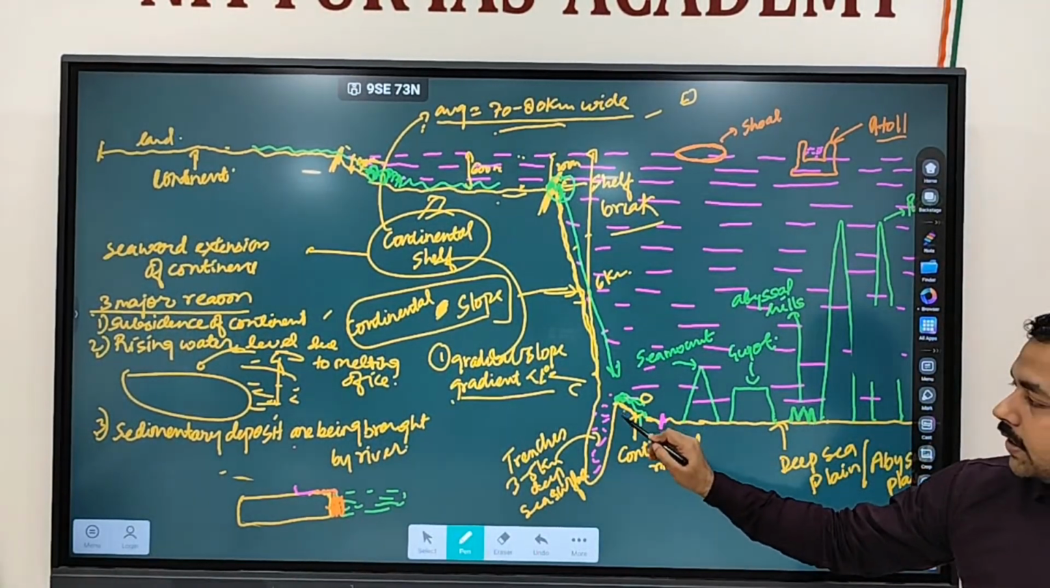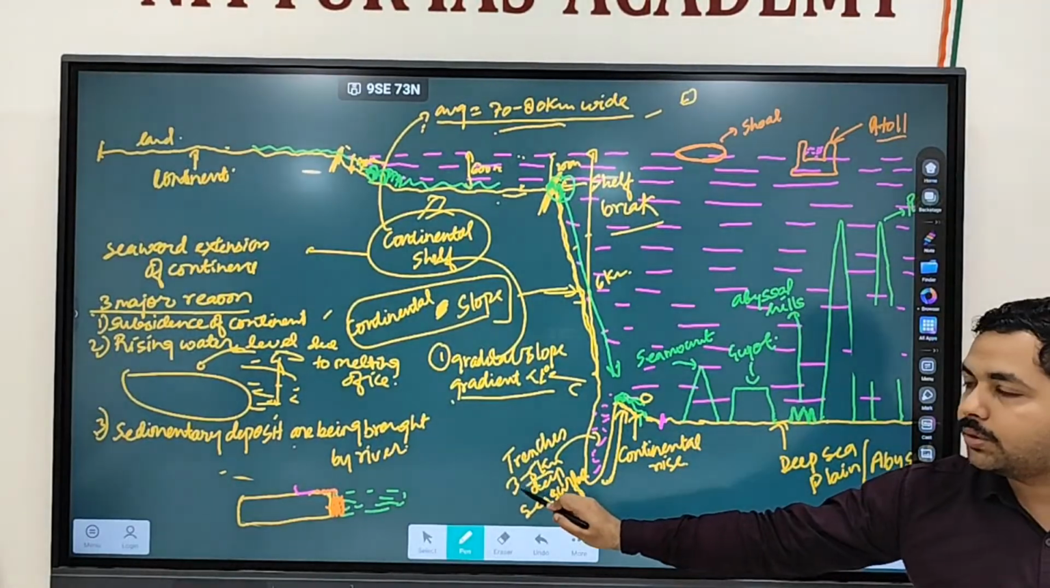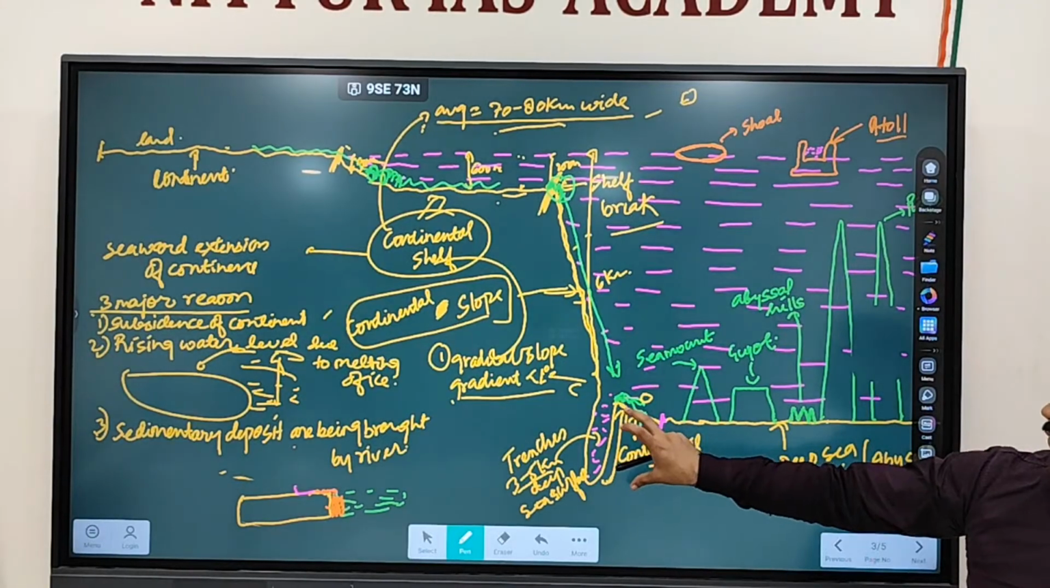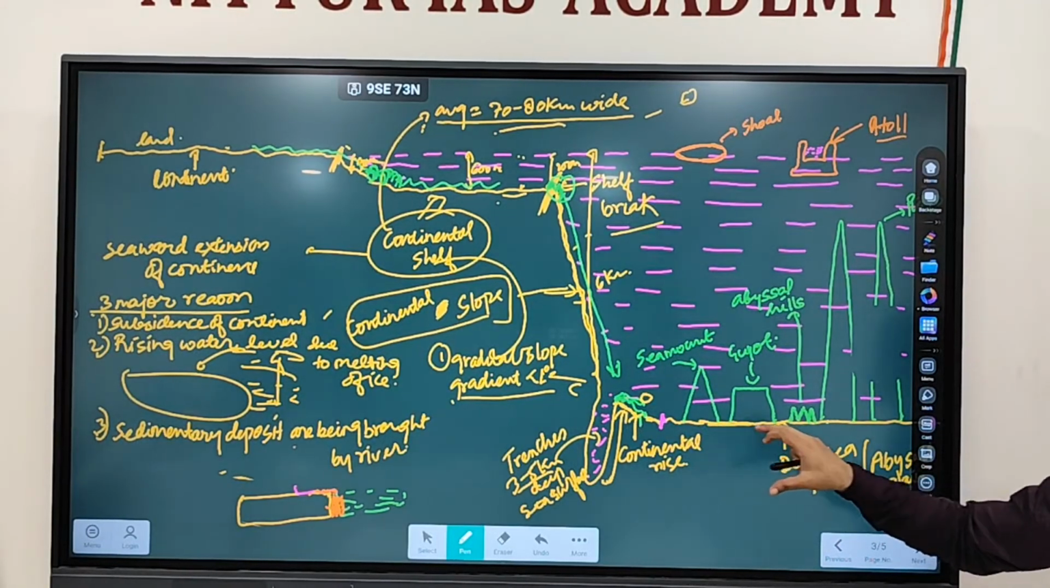So this is the surface of the sea. From here, trenches could be how deep? 3 to 5 kilometers deep. Clear? So trenches are 3 to 5 kilometers deep from the sea surface.